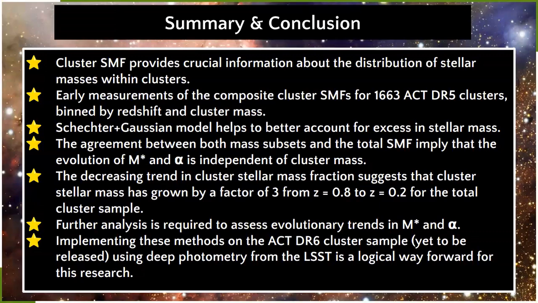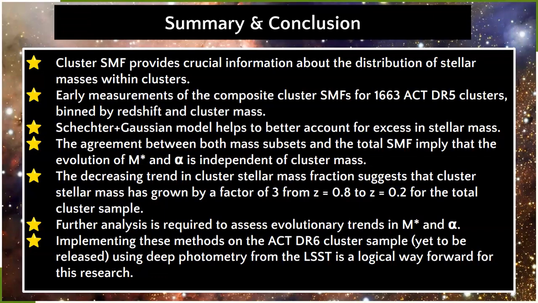So in conclusion, the cluster SMF provides us important information about the distribution of stellar masses within clusters and the impact of the cluster environment on galaxy formation and evolution. We have made early measurements of the composite cluster SMFs for 1,663 ACT DR5 clusters, binned by both redshift and cluster mass using deep photometry from DECaLS DR10. We observed that while a single Schechter function provides a good description for SMFs, a combined Schechter and Gaussian model helps us to better account for the excess in stellar mass at the high mass end.